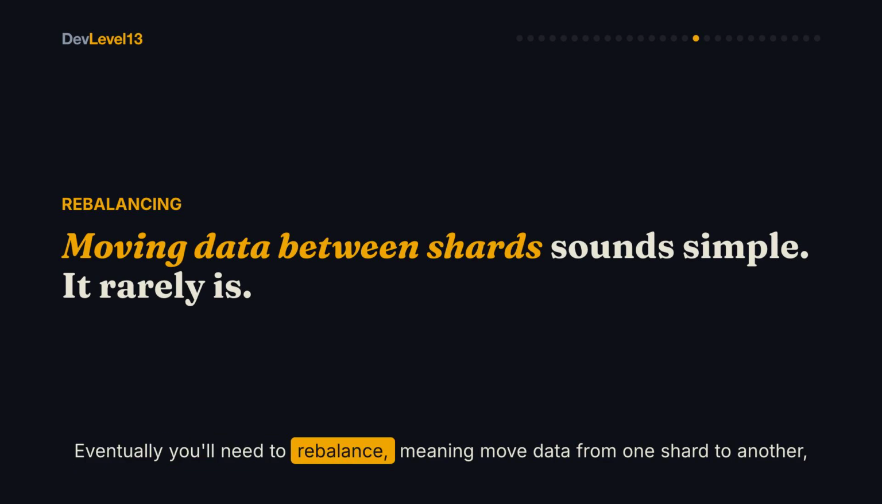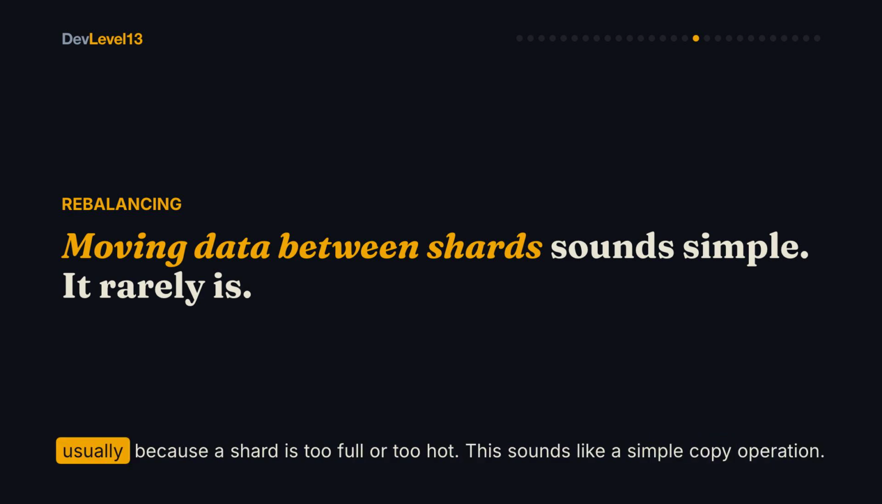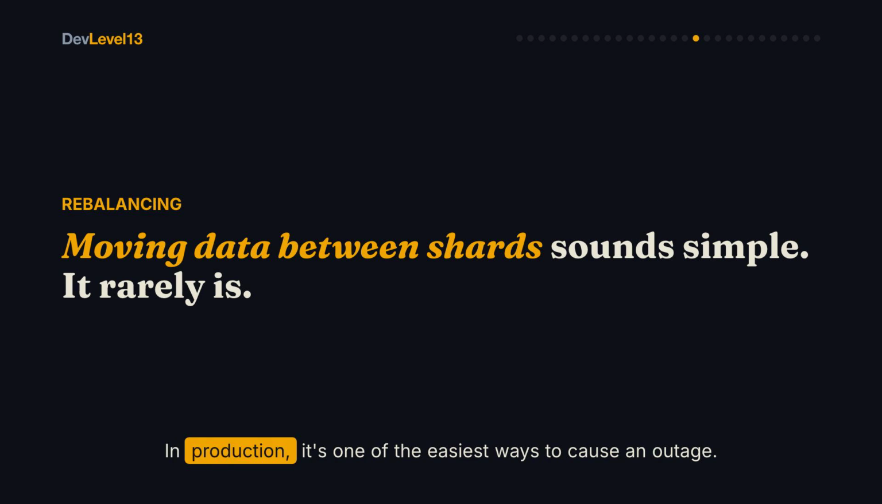Eventually, you'll need to rebalance, meaning move data from one shard to another, usually because a shard is too full or too hot. This sounds like a simple copy operation. In production, it's one of the easiest ways to cause an outage.